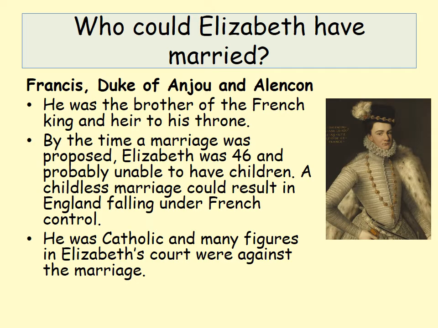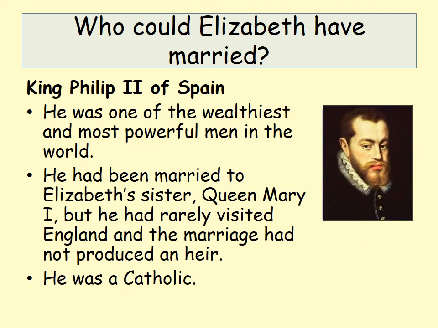So, leading contenders for Elizabeth to marry, Francis, Duke of Anjou and Alençon, the brother of the French king at the time. But Elizabeth was quite old when that marriage proposal was actually proposed and wouldn't have been able to have children, and therefore, having a childless marriage could have resulted in England falling under the influence of French control, France being a Catholic country at the time. The fact that he was Catholic as well meant that many people within Elizabeth's court were against that marriage.